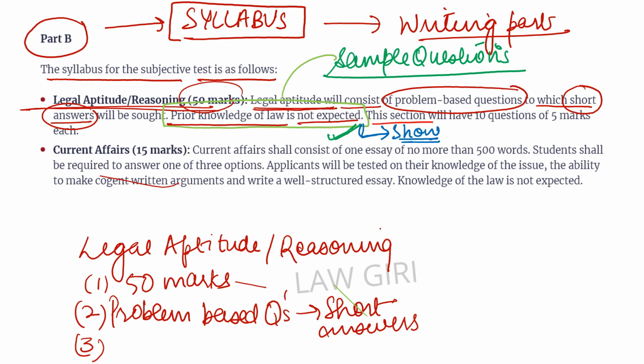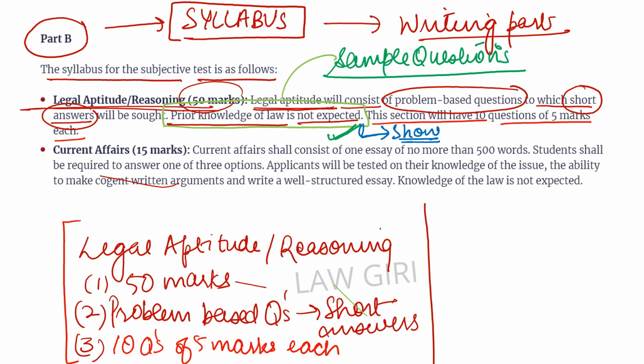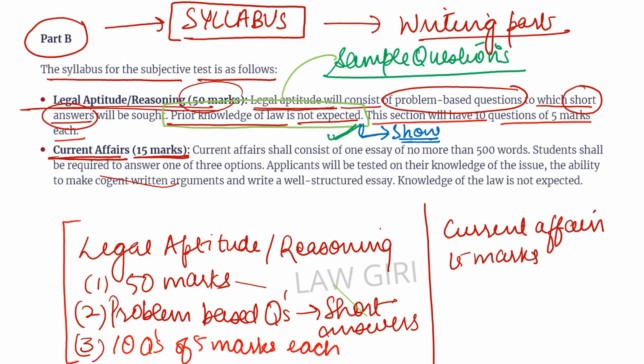This section will have 10 questions of 5 marks each. You need to note down, right? हो गया इतना. Moving on to the next section of this part, current affairs 15 marks. तो हमारे जो current affairs हैं वो कितने marks के हैं? They are of 15 marks. Right. Now, current affairs shall consist of one essay of not more than 500 words. You need to write down 500 words ka one essay.